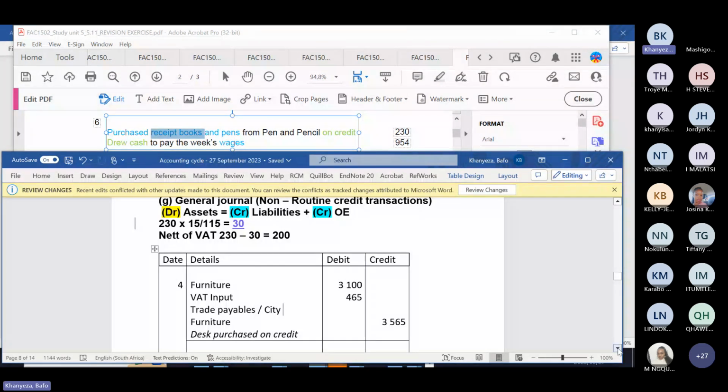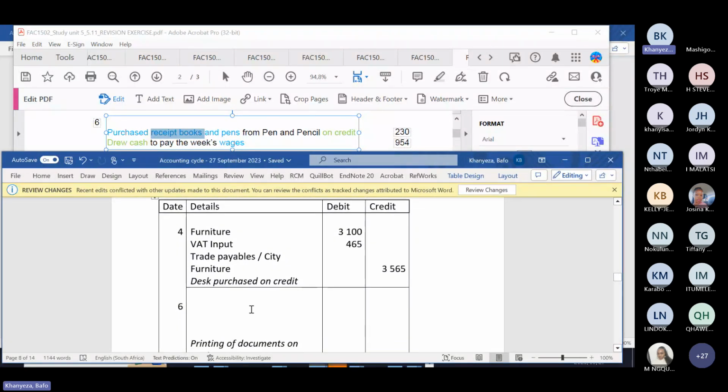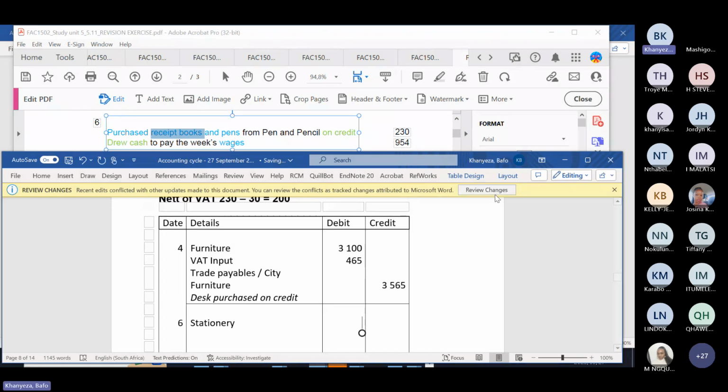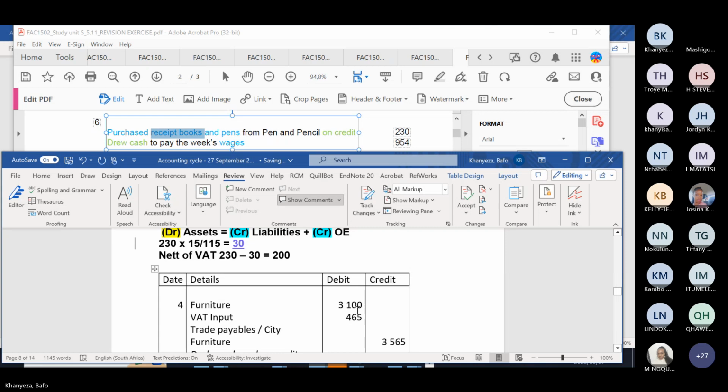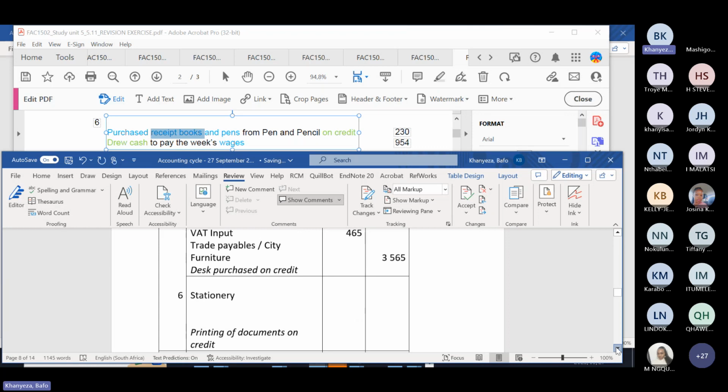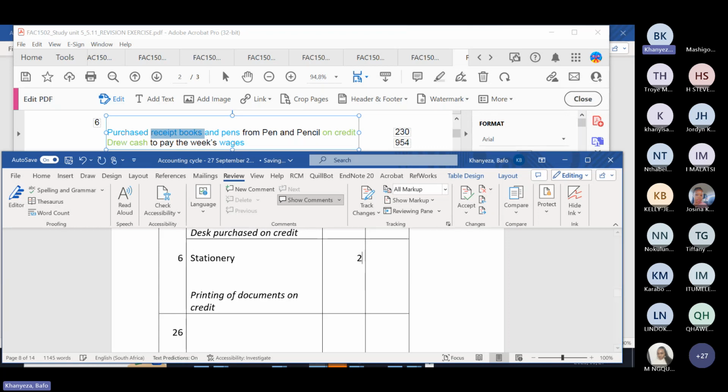That's when we're going to have it as stationery. It's an expense, a reduction in the owner's wealth. So it's a reduction in the owner's wealth of 200. So it has been stripped of VAT, because this is just an expense.